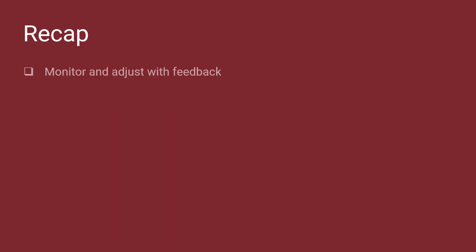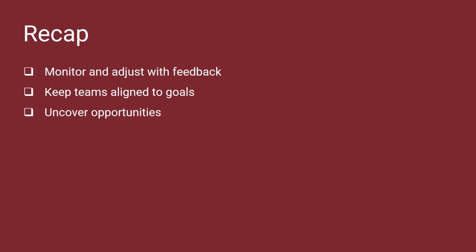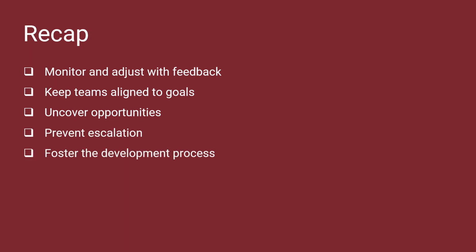Product owners continually monitor and adjust KPIs using feedback loops. Product owners use KPIs to keep teams aligned with business goals and deliver value. KPIs allow product owners insights to uncover opportunities and identify issues before they escalate. Effective KPIs foster an adaptable, data-driven, and customer-centric development process.